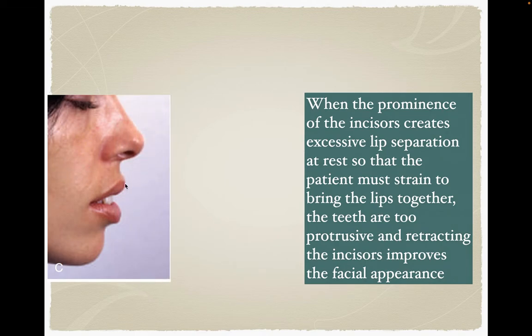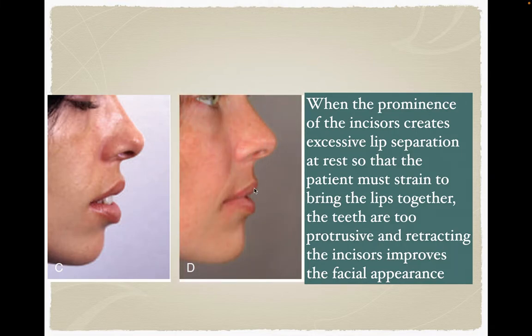If you look at the paragraph here, that's again from the Proffit textbook. These incisors are protruded to the point that the lips are stretched and separated from each other. All you need to do in this case is move these incisors posteriorly, so when the patient brings the two lips together, they meet easily. That will improve the patient's profile.